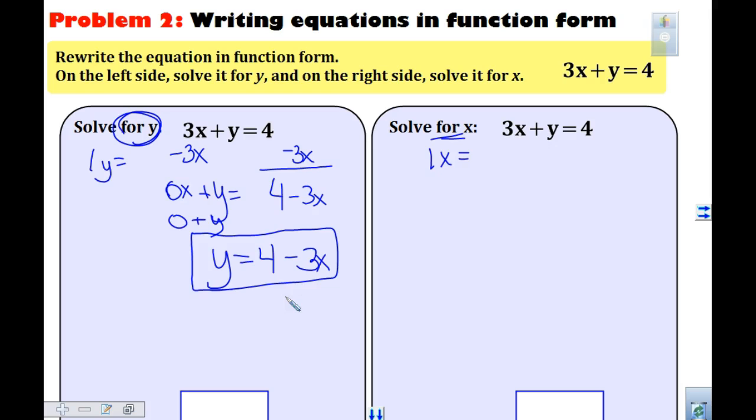But if you wanted to write the x term first, Noah, how would I rewrite it? Y equals what? If I wanted to put my x term first. Negative 3x plus 4. And I would accept this answer also. You might be going, well, why would I want to do that?